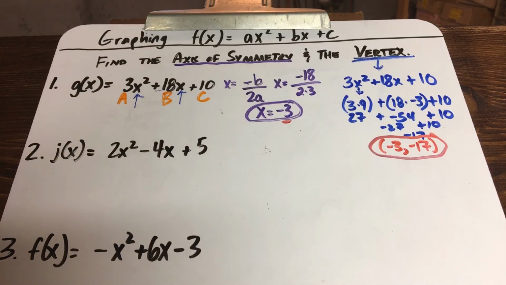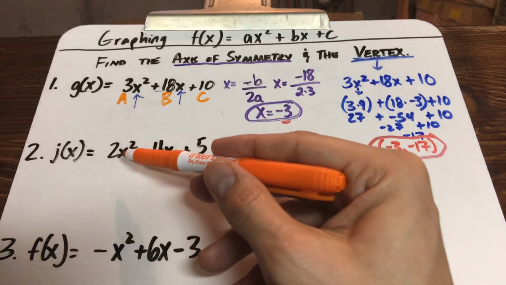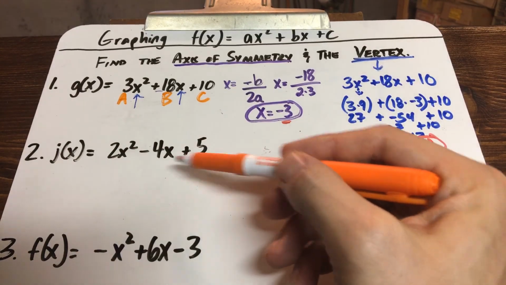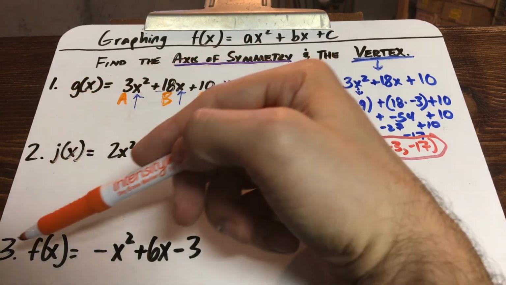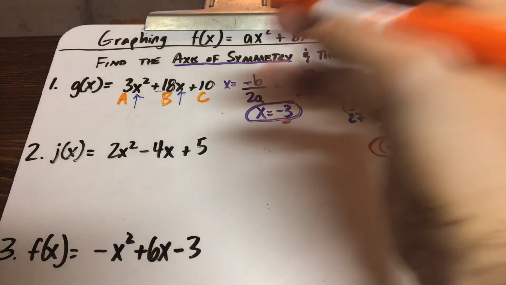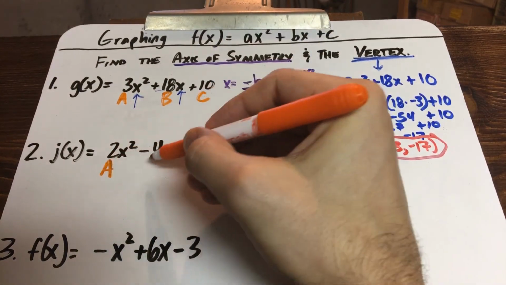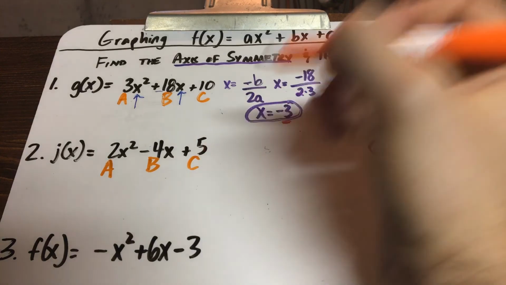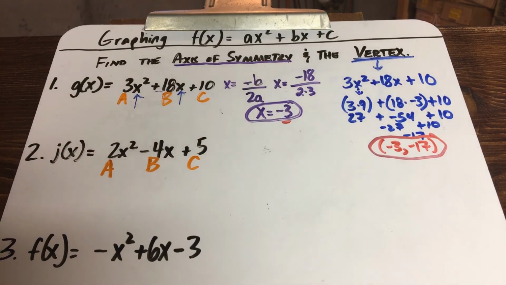Number 2, I have j of x equals 2x squared minus 4x plus 5. Don't get thrown off with this g, j, f, whatever letter I pick over there, it doesn't matter. They just like to use a different variety of letters to keep it interesting. It doesn't really affect the question. So I've labeled my A, my B, and my C.